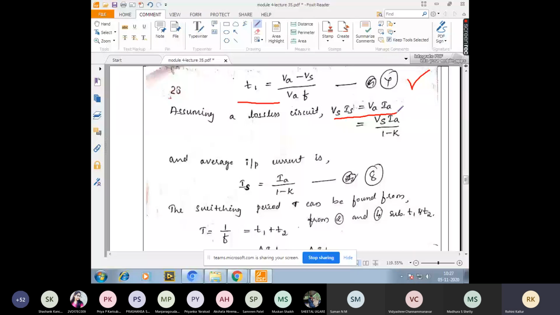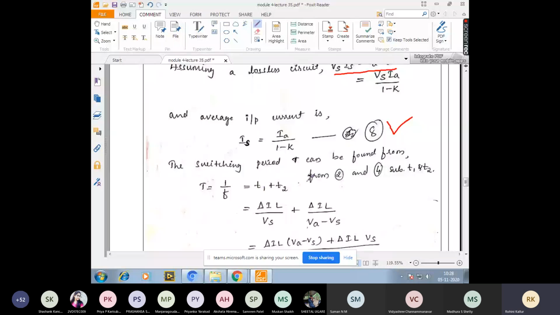Now the fourth part of the derivation: we'll assume that the circuit is lossless and we will say that the input power is equal to the output power. So input power is Vs into Is, the supply voltage and supply current. And we have the output voltage and output current. Now I have Va, which is Vs divided by 1 minus K, and multiply that with Ia. Now using this, the average input current, what we can write is Is is equal to Ia divided by 1 minus K. This is using this only.